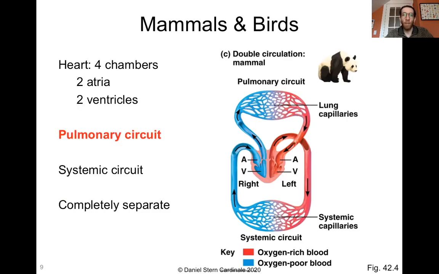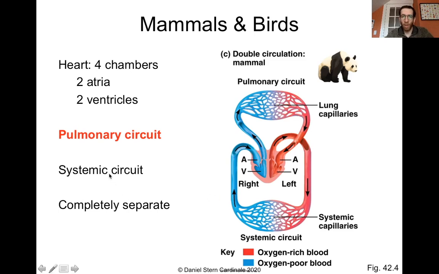Mammals and birds have solved this problem with a four-chambered heart. So now the pulmonary circuit and the systemic circuit are completely separate from each other. So we have two atria, a right atrium and a left atrium. We have two ventricles, a right ventricle and a left ventricle, and two circuits, a pulmonary circuit, because that's where we send blood to the lungs, and it's pulmonary rather than pulmocutaneous, because mammals and birds don't do any gas exchange across our skin.